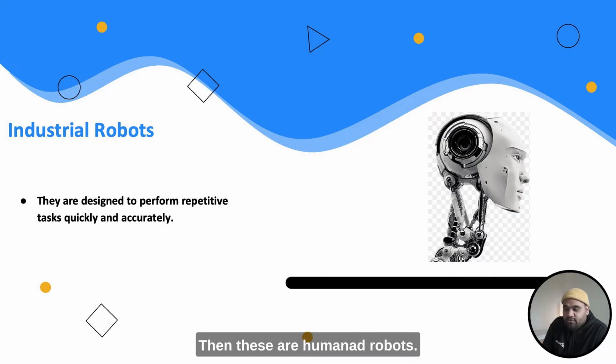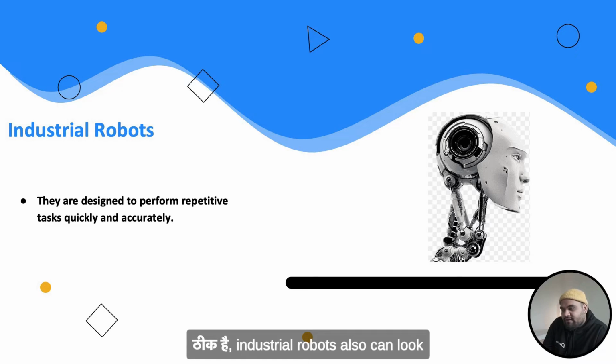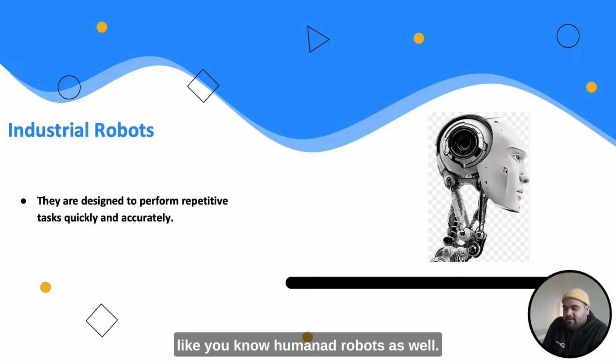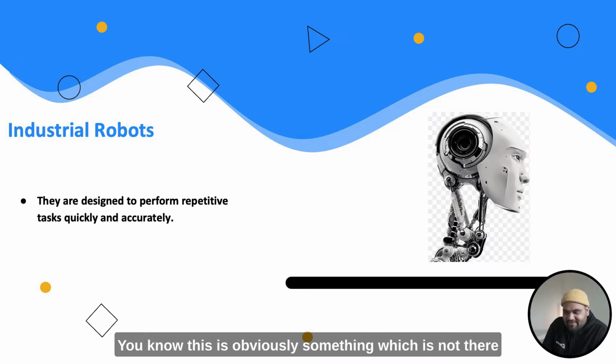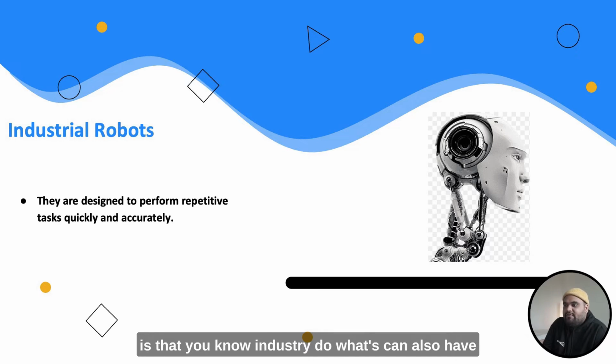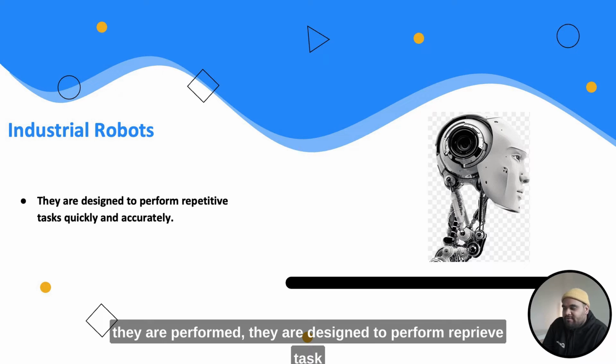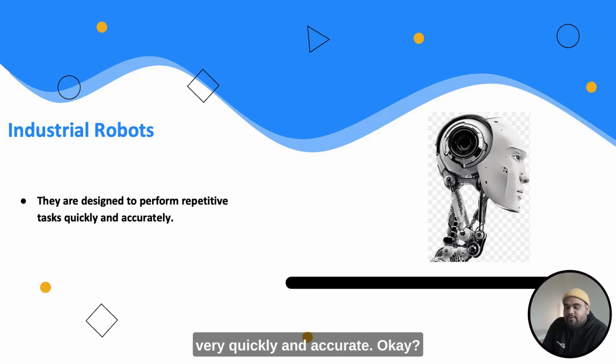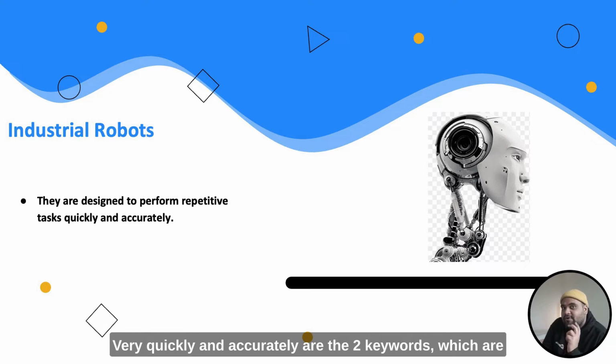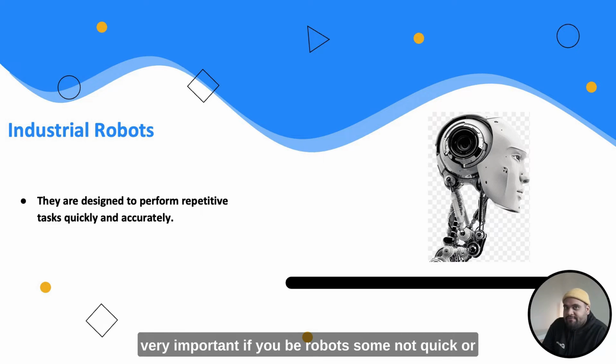Then there are humanoid robots. Industrial robots can also look like humanoid robots. This is obviously not in the market yet, but the whole idea is that industrial robots can also have a humanoid look. Tesla makes humanoid robots which look like this, and they're designed to perform repetitive tasks very quickly and accurately. Very quickly and accurately are the two keywords that are very important. If the robots are not quick or not accurate, then making things is going to be very slow, and they're not going to be helpful to anyone.